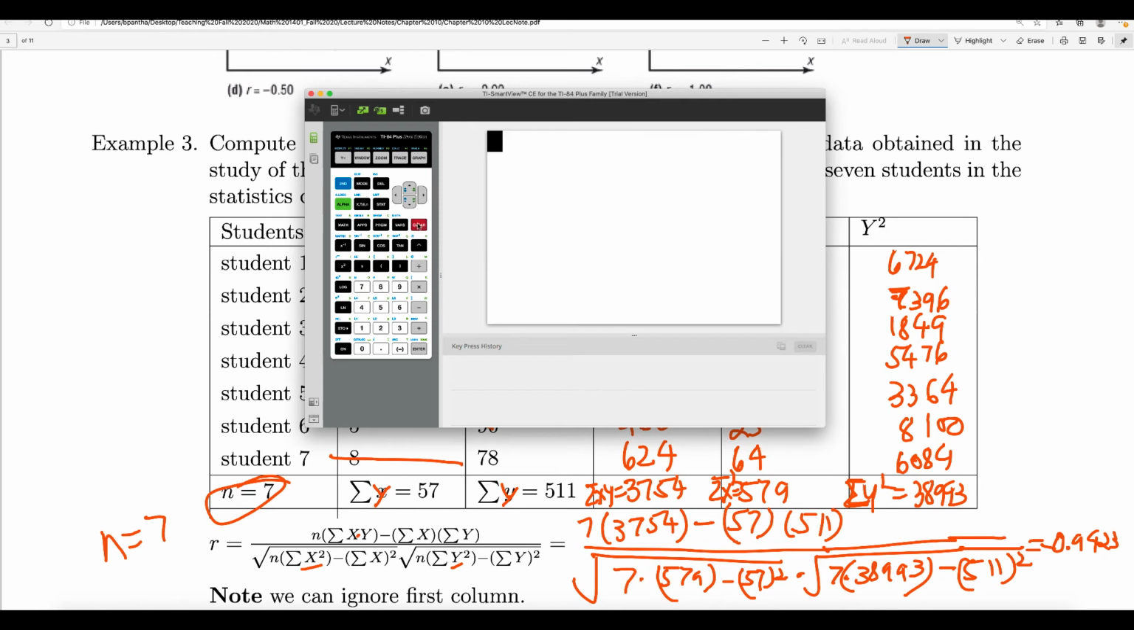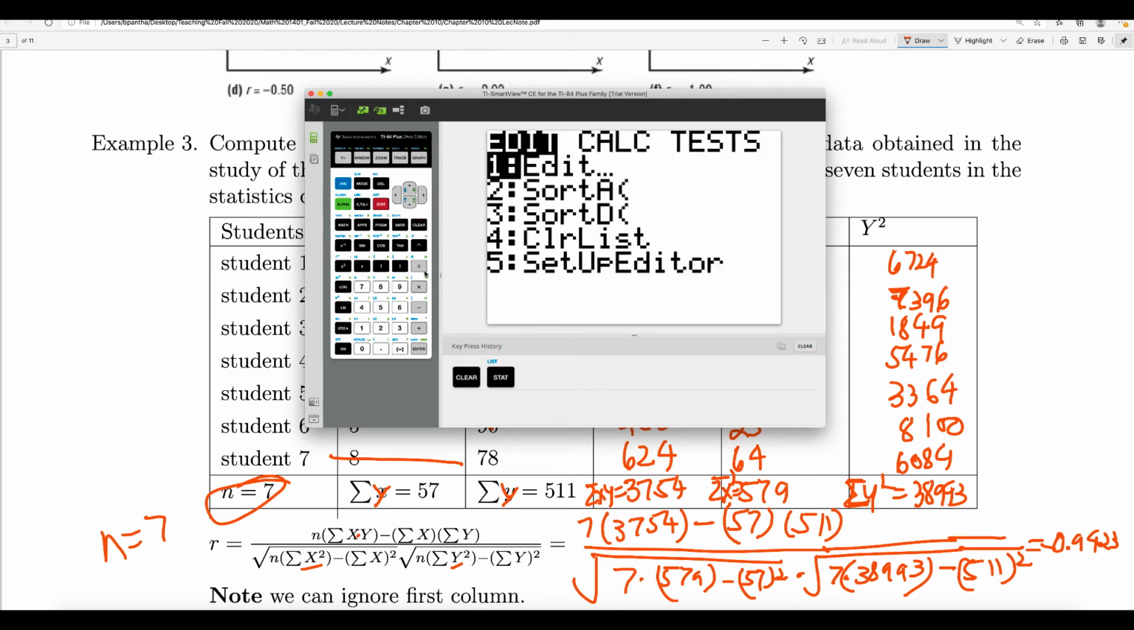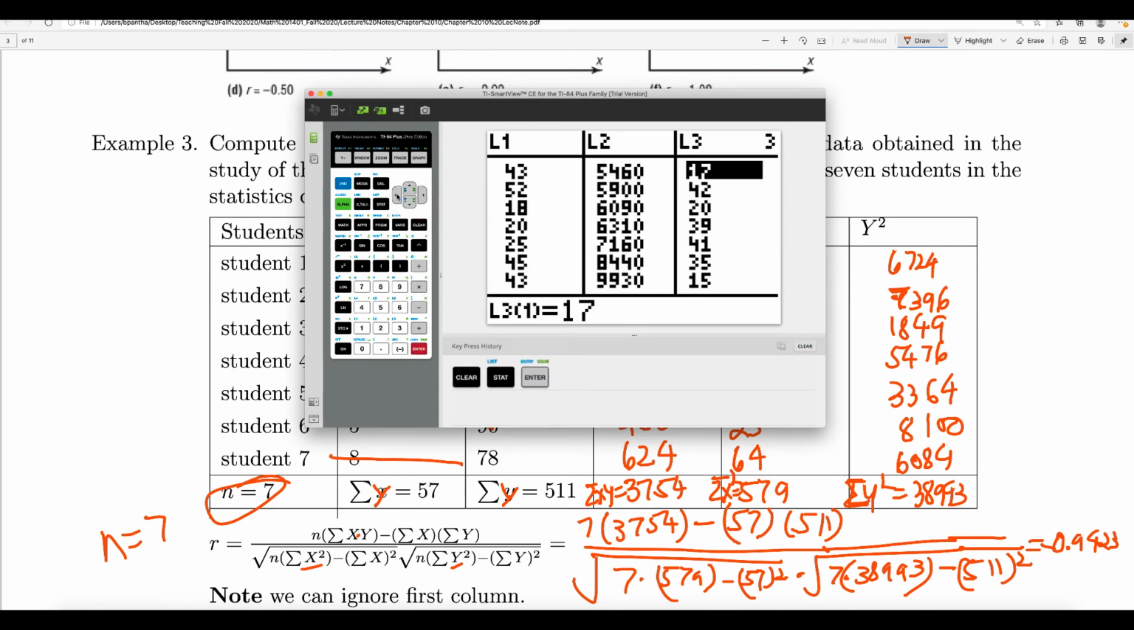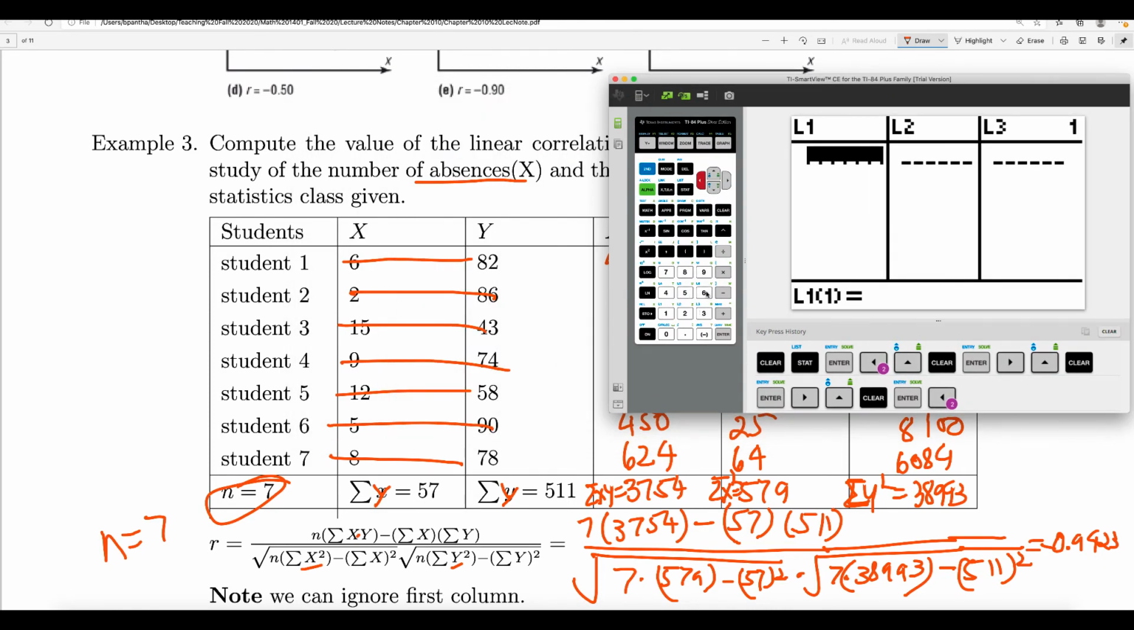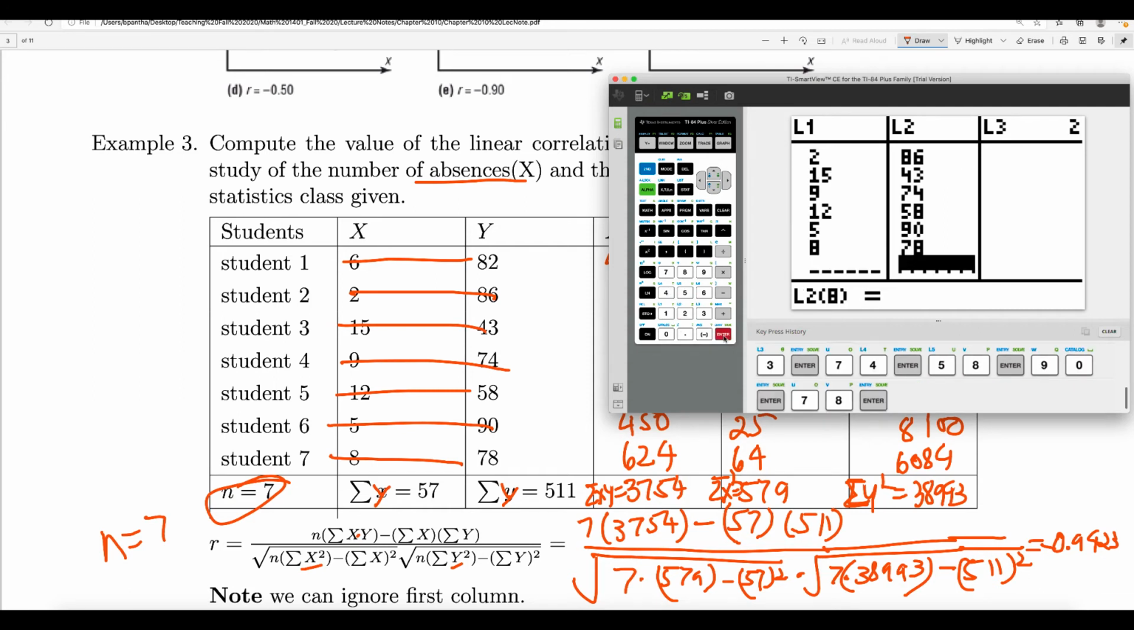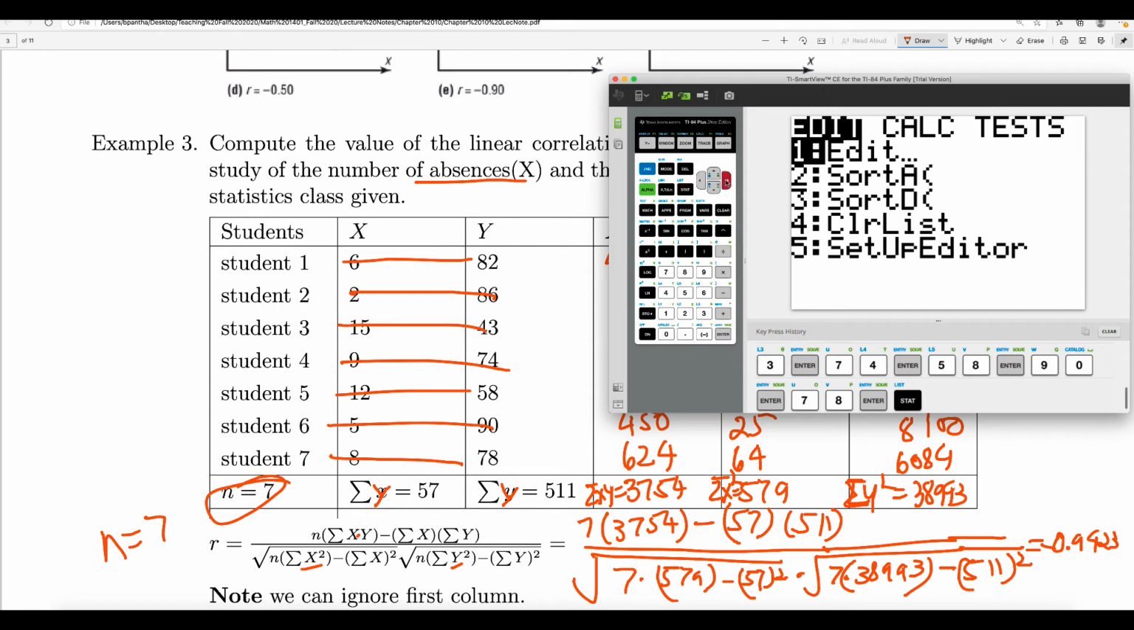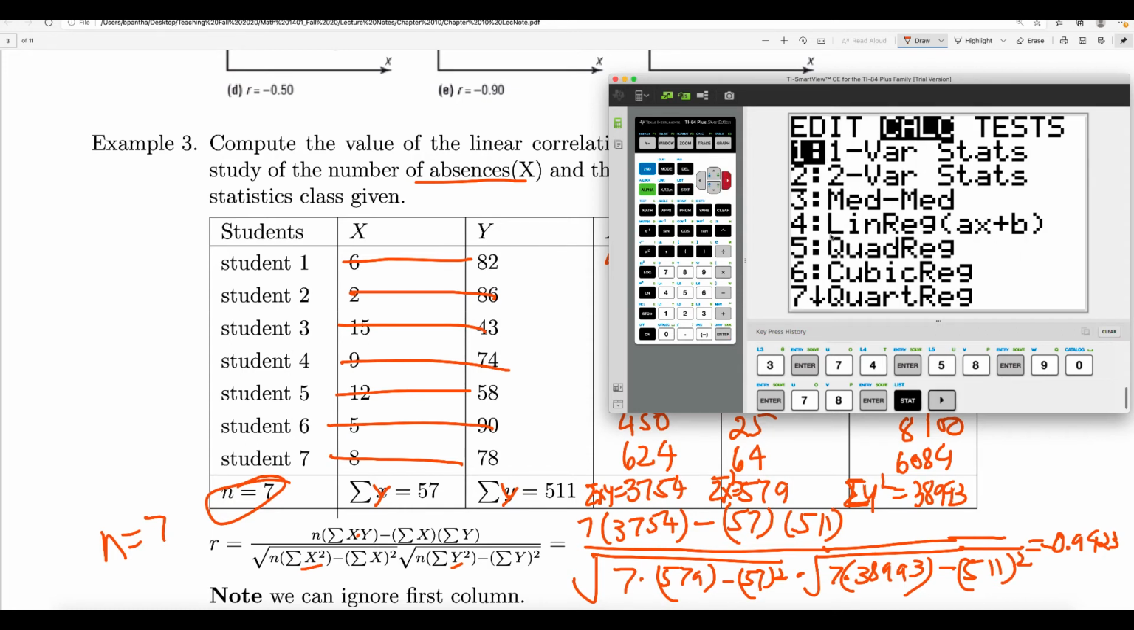What we do here first is go to the stat and then hit enter. Now I want to enter the values of x and y here. Okay guys, so let me clear what I have here. So x values are 6 and then enter, and then 2 and then enter, and then 15. So I enter all the data. What you do next is go to the stat, and then go to calc, and then see linear regression.